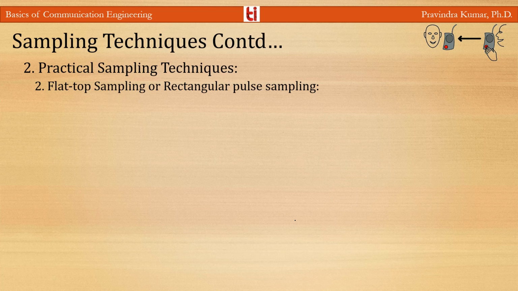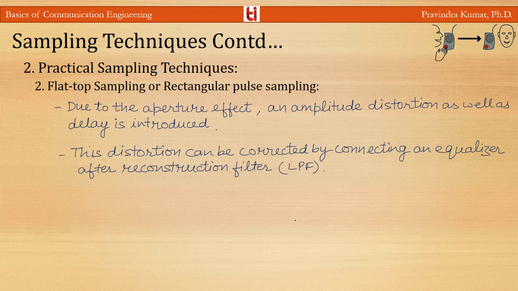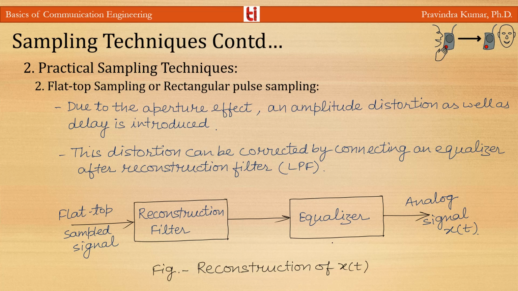Now, reconstruction of the original signal. Due to the aperture effect, an amplitude distortion as well as delay is introduced in the flat top sampling. The distortion can be corrected by connecting an equalizer after the reconstruction filter or low pass filter. So here, after the reconstruction or low pass filter, we have used the equalizer to eliminate this kind of distortion.